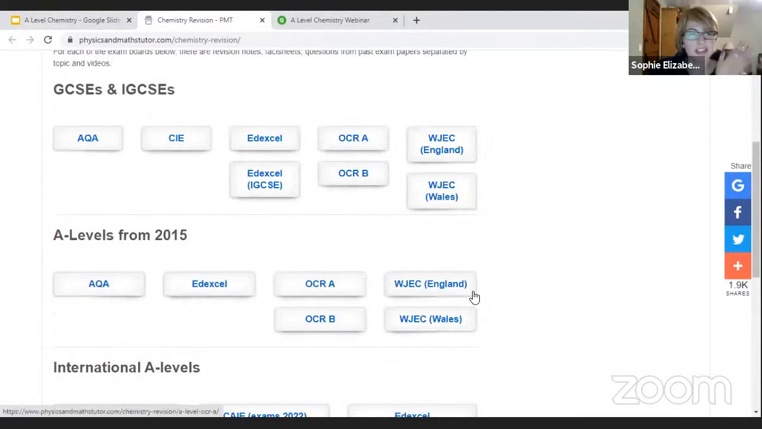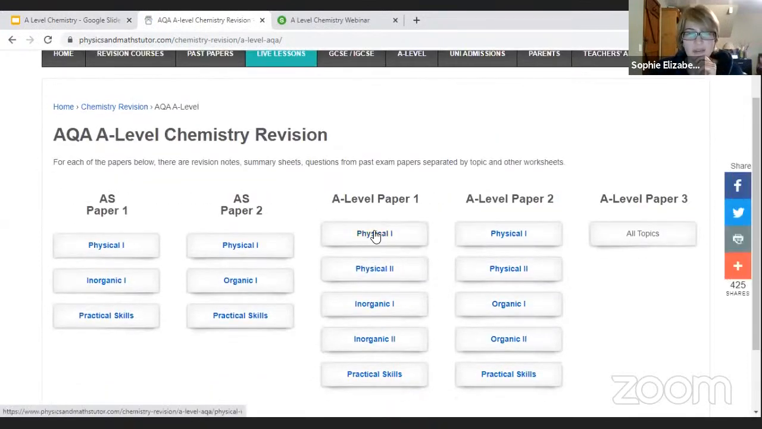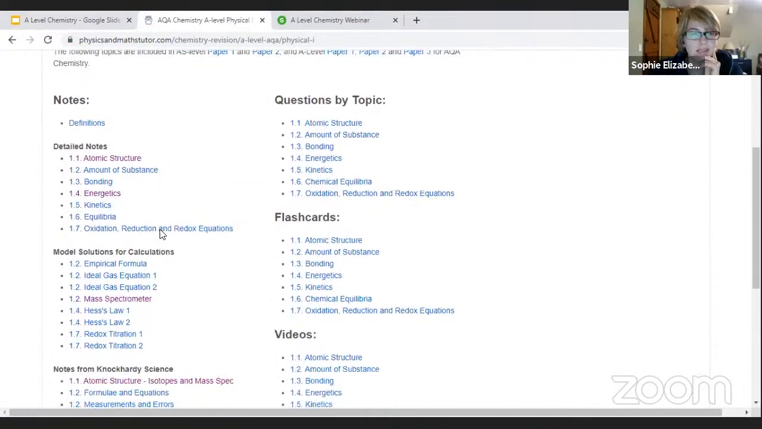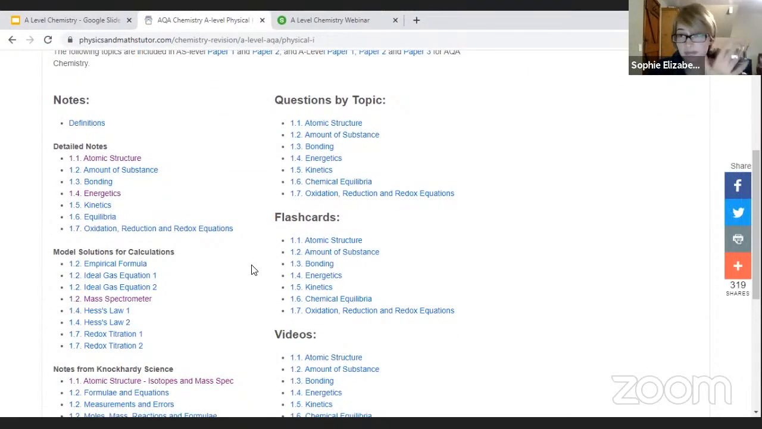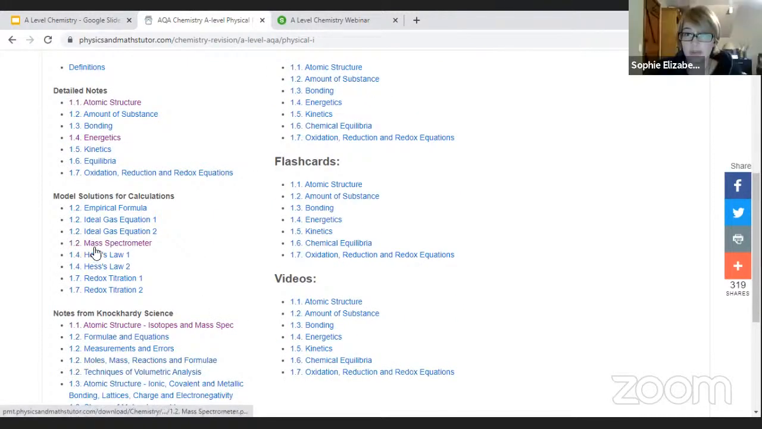So if I just take AQA as an example, mass spectra comes under physical chemistry. I'm sorry if I'm just telling you how to suck eggs and you already know that. I'm pretty sure it's physical 1. Mass spectra, here we go. Right, so just a guide to Physics and Maths Tutor for anyone that hasn't come across it. It's really good because it will give you questions specific to the different topics. So in this case, you've got specific calculations for mass spectrometry here. If you click on that, that'll give you that.